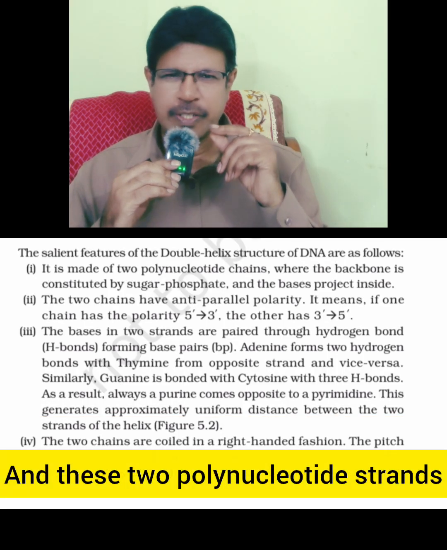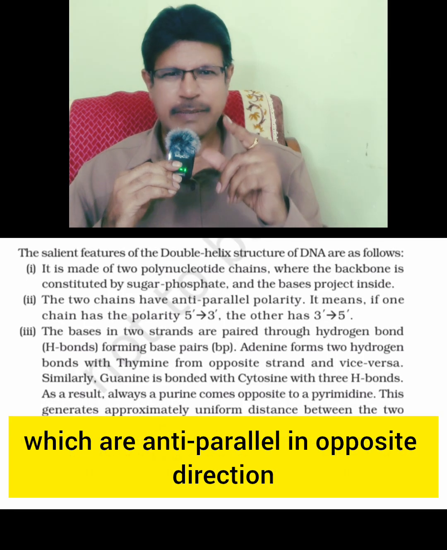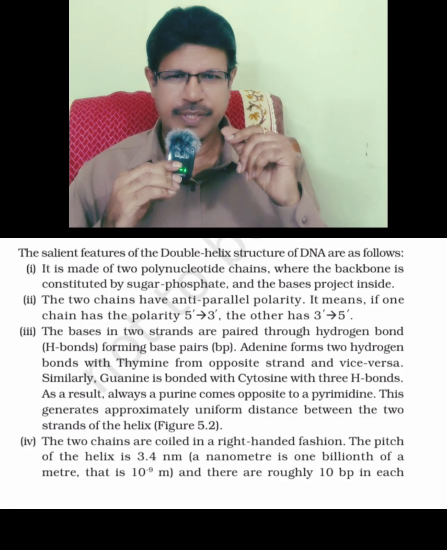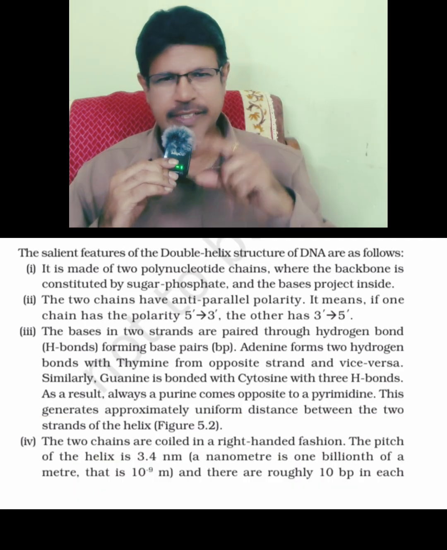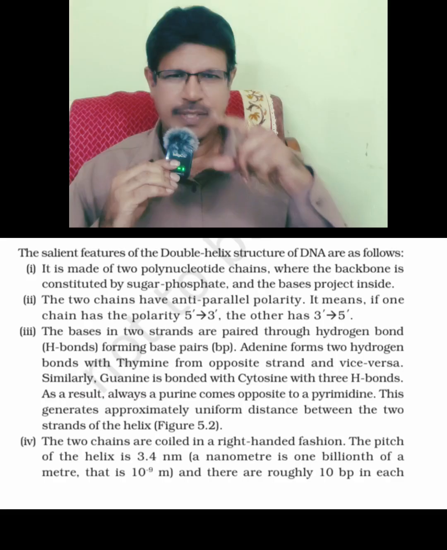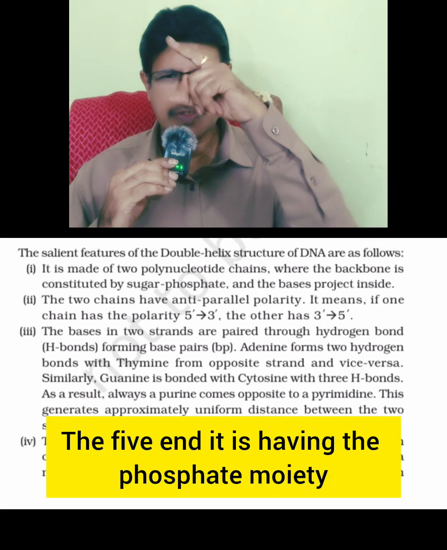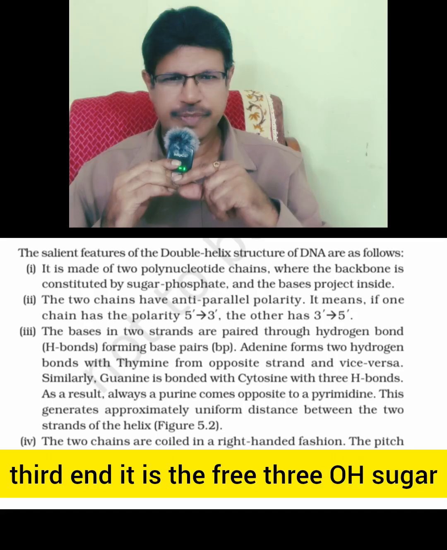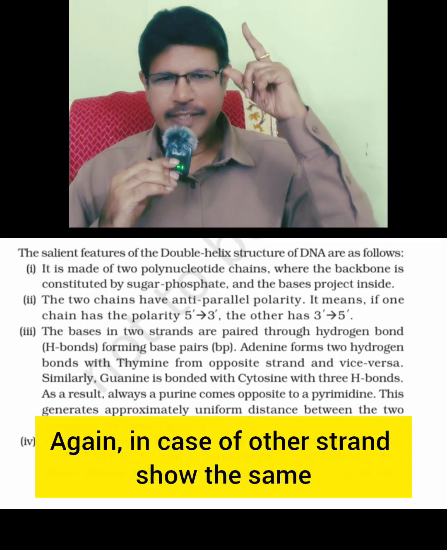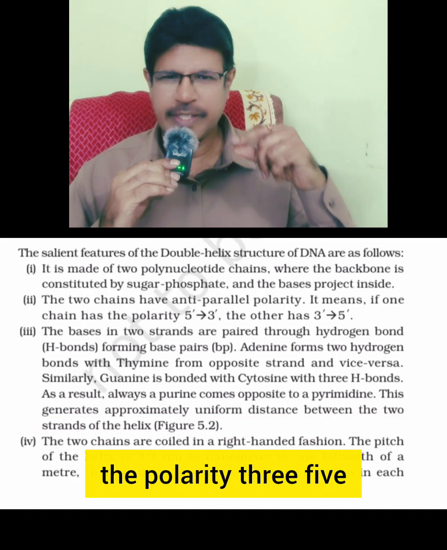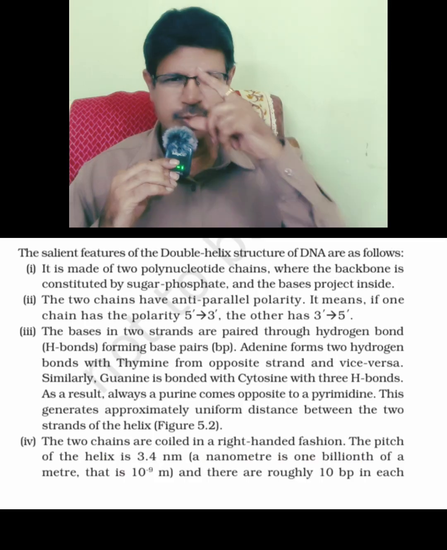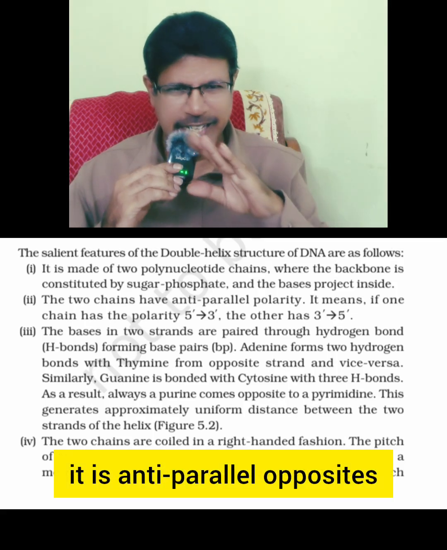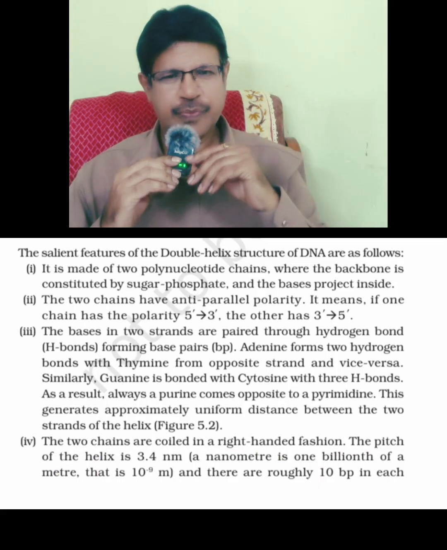And these two polynucleotide strands are anti-parallel, in opposite direction. In one strand it is 5' to 3', in the other strand it is 3' to 5'. The 5' end has the phosphate moiety, the 3' end has the free 3' OH sugar. Again the other strand shows the same polarity, 3' to 5'. So 5' to 3', 3' to 5', it is anti-parallel, opposite.